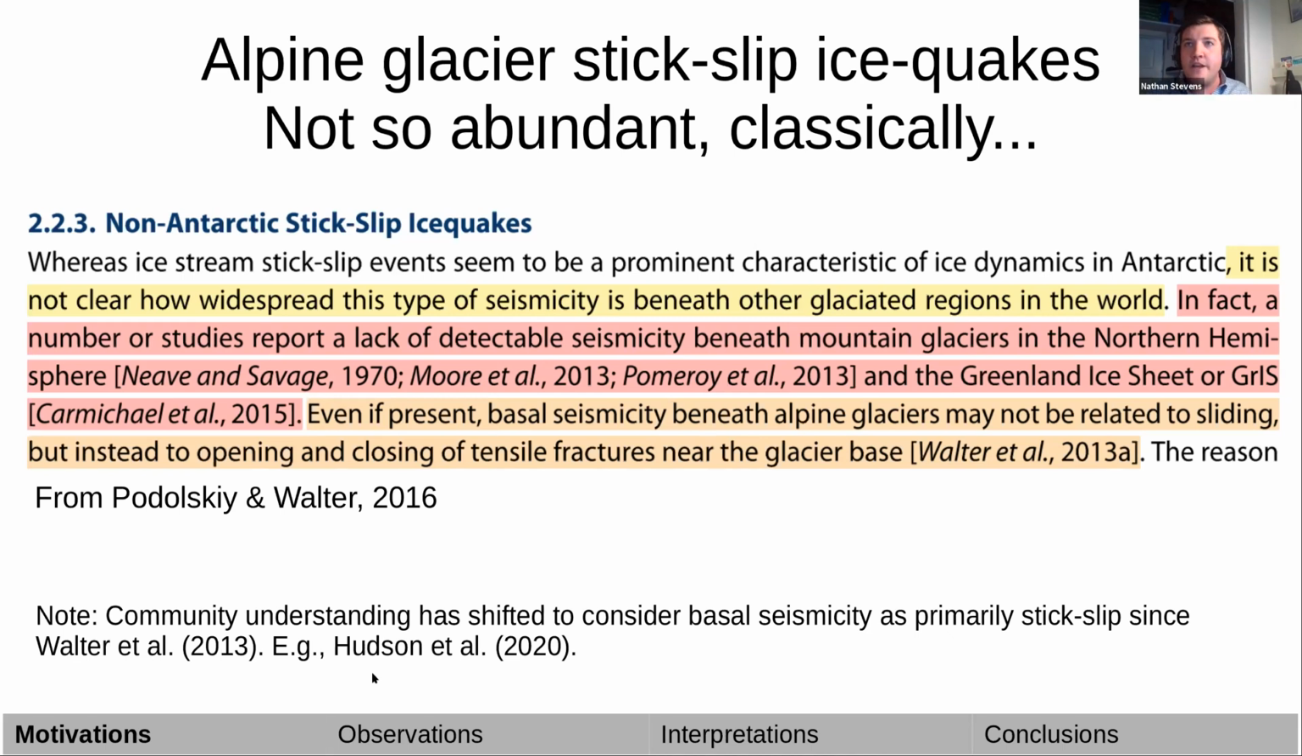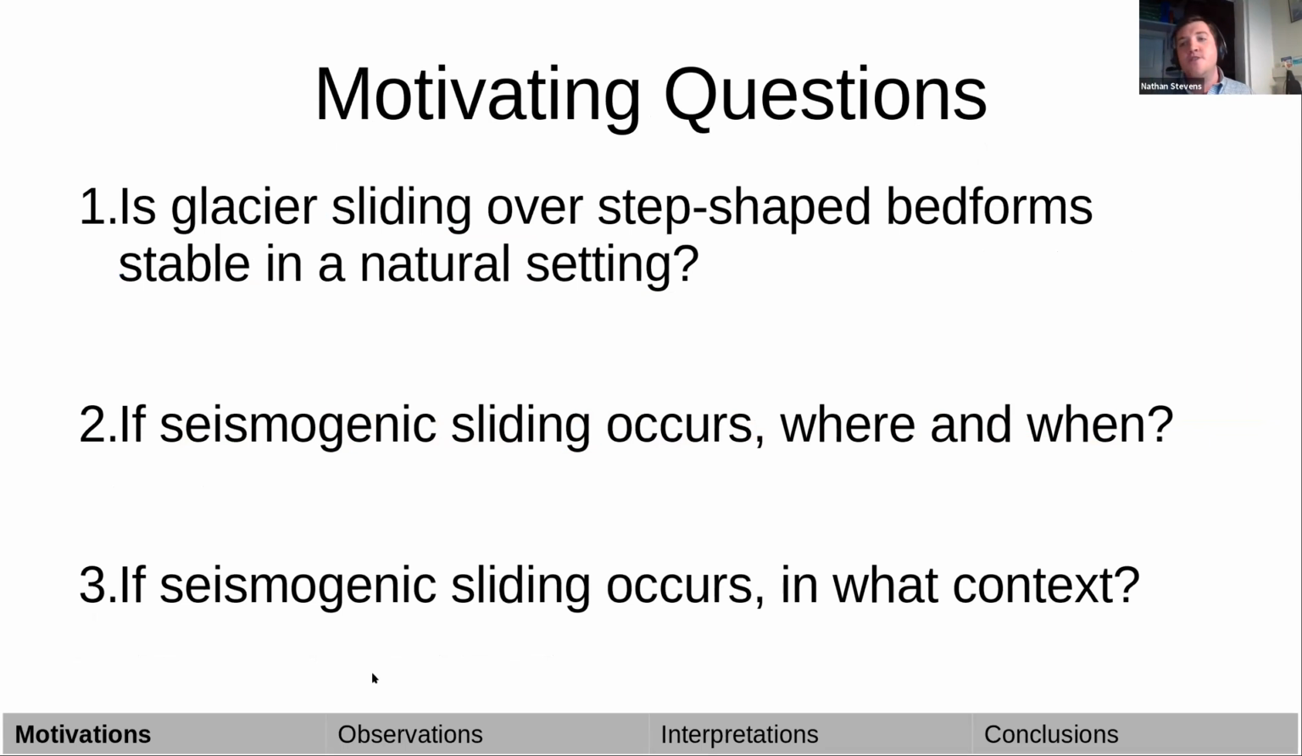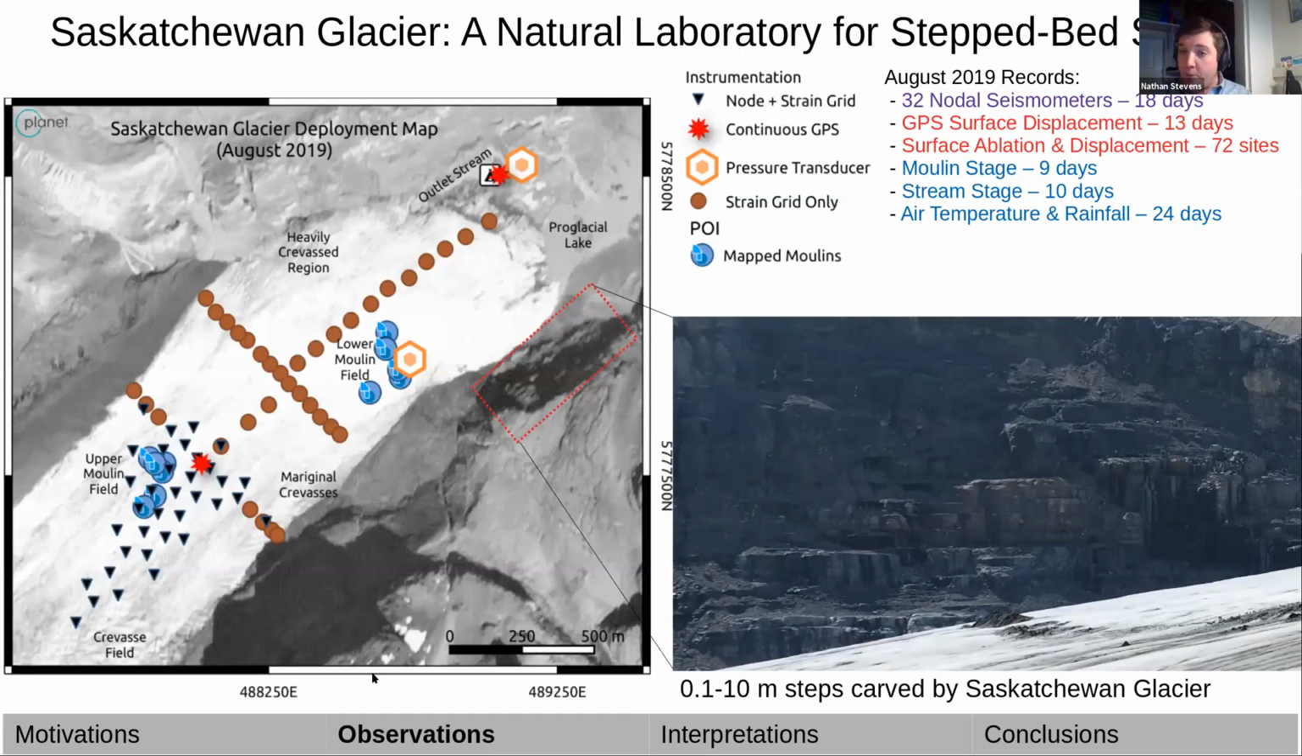So it brings us to the motivating questions of this study. Is glacier sliding over step-shaped bed forms stable in a natural setting? If there is seismogenic unstable sliding, where and when does it occur? And more importantly, in what context does it occur if it's present? So to go ask a real glacier what it thinks about these questions, we went to Saskatchewan Glacier in Alberta, Canada.